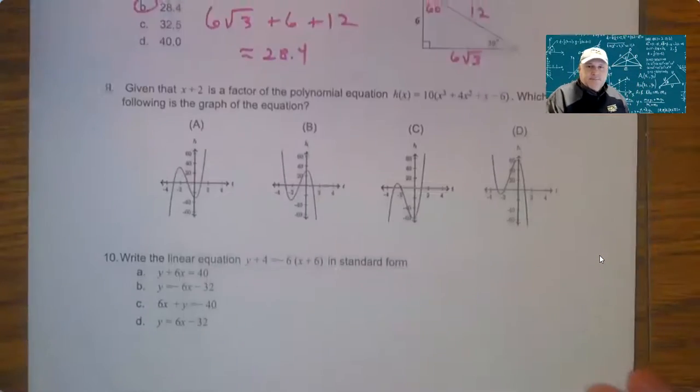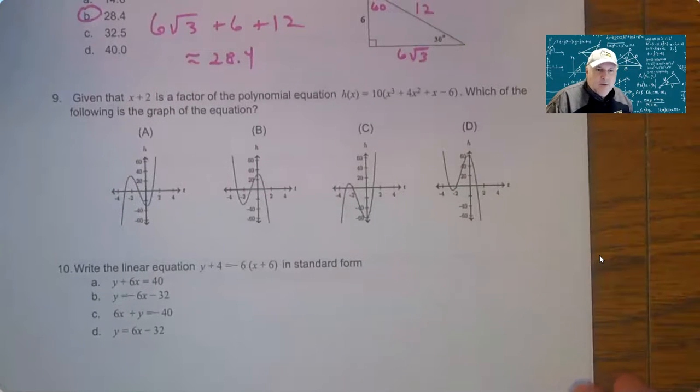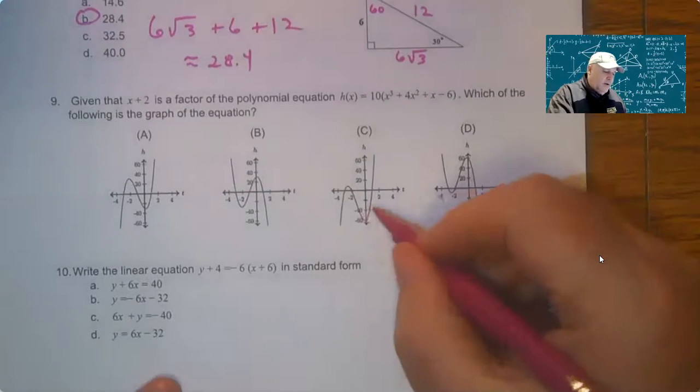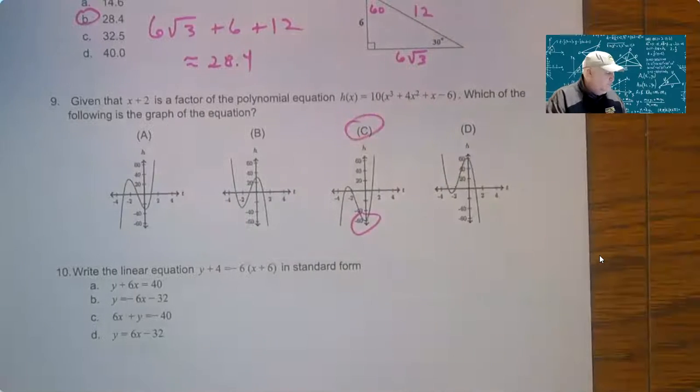Problem 9. Which of the following is a graph of the equation? So you can know that negative 60 is the y-intercept. Multiply 10 through. There it is. That's all you got to do.